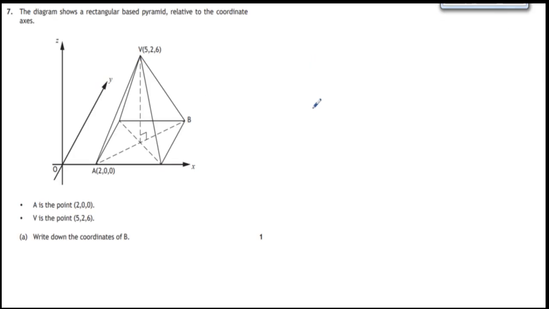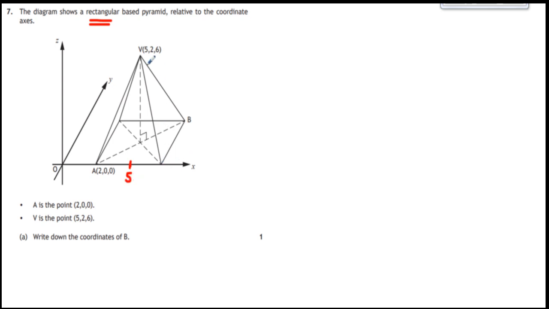Right, this one says the diagram shows a rectangular based pyramid relative to the coordinate axes. Looking at this diagram, A is a point (2, 0) and V is sitting right in the middle of that pyramid. That's the peak of the pyramid. Now if we look at the x coordinate of V, it is 5. So if I drop that down onto the axis, the middle of that pyramid is 5 on the x-axis.